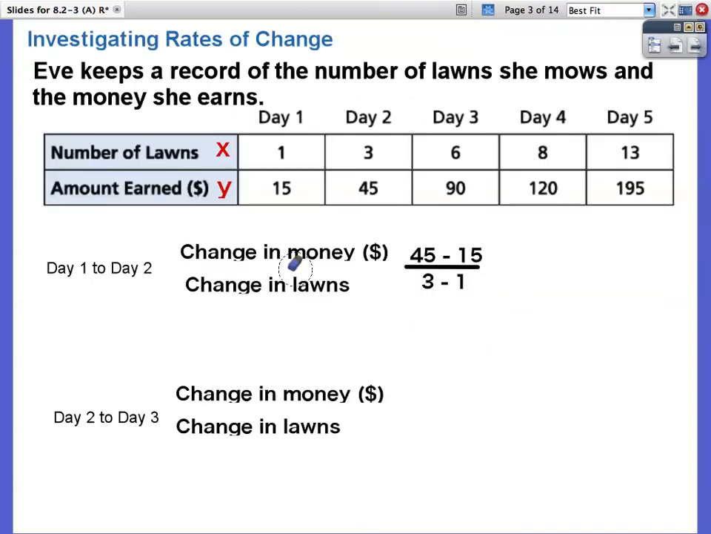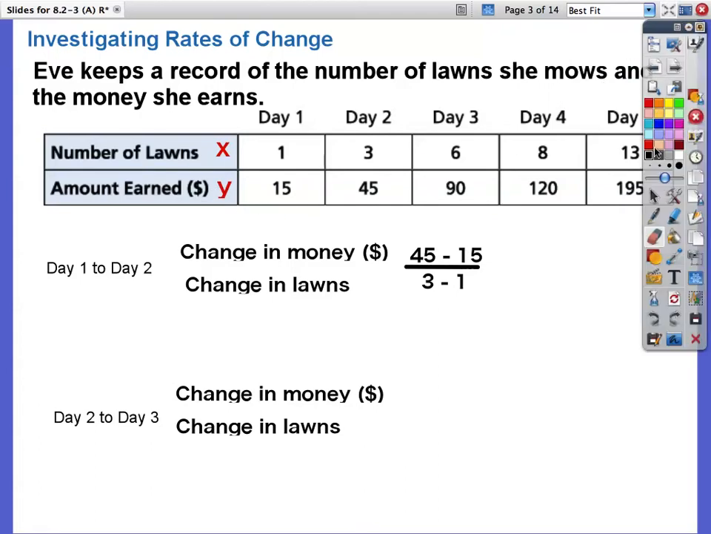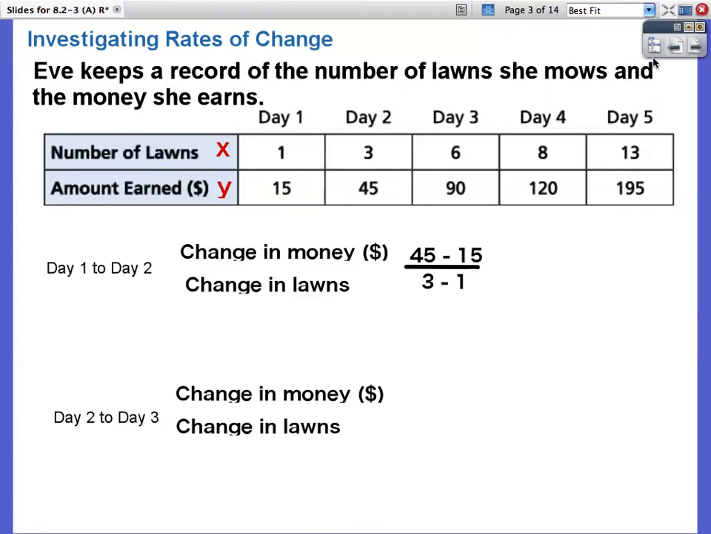Let me comment further here. So the change in money happens to be our y, so that's got to go in the numerator. And the change in the number of lawns happens to be our x, and so that has to go in the denominator. So in this table, we actually are switching which one's in the top and which one's in the bottom. And so here's how we consider the changes. Here's how we figure out the math behind it.